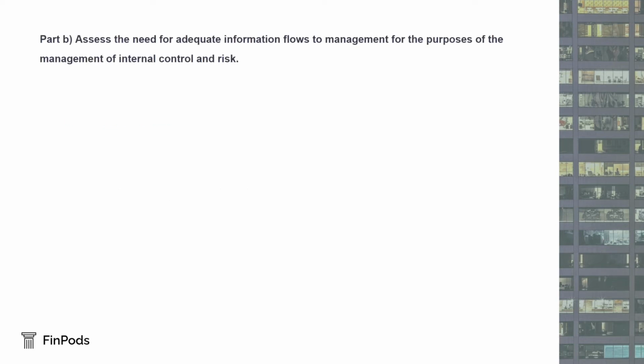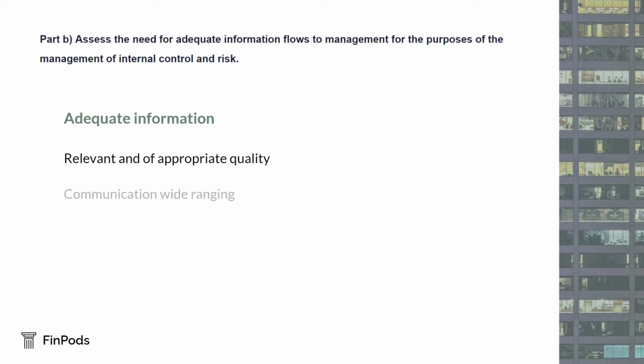Part B. Assess the need for adequate information flows to management for the purposes of the management of internal control and risk. All relevant information should be identified, captured and communicated within a time period to all necessary people, which will help them in performing their duties. Information provided to the management needs to be relevant and of appropriate quality.